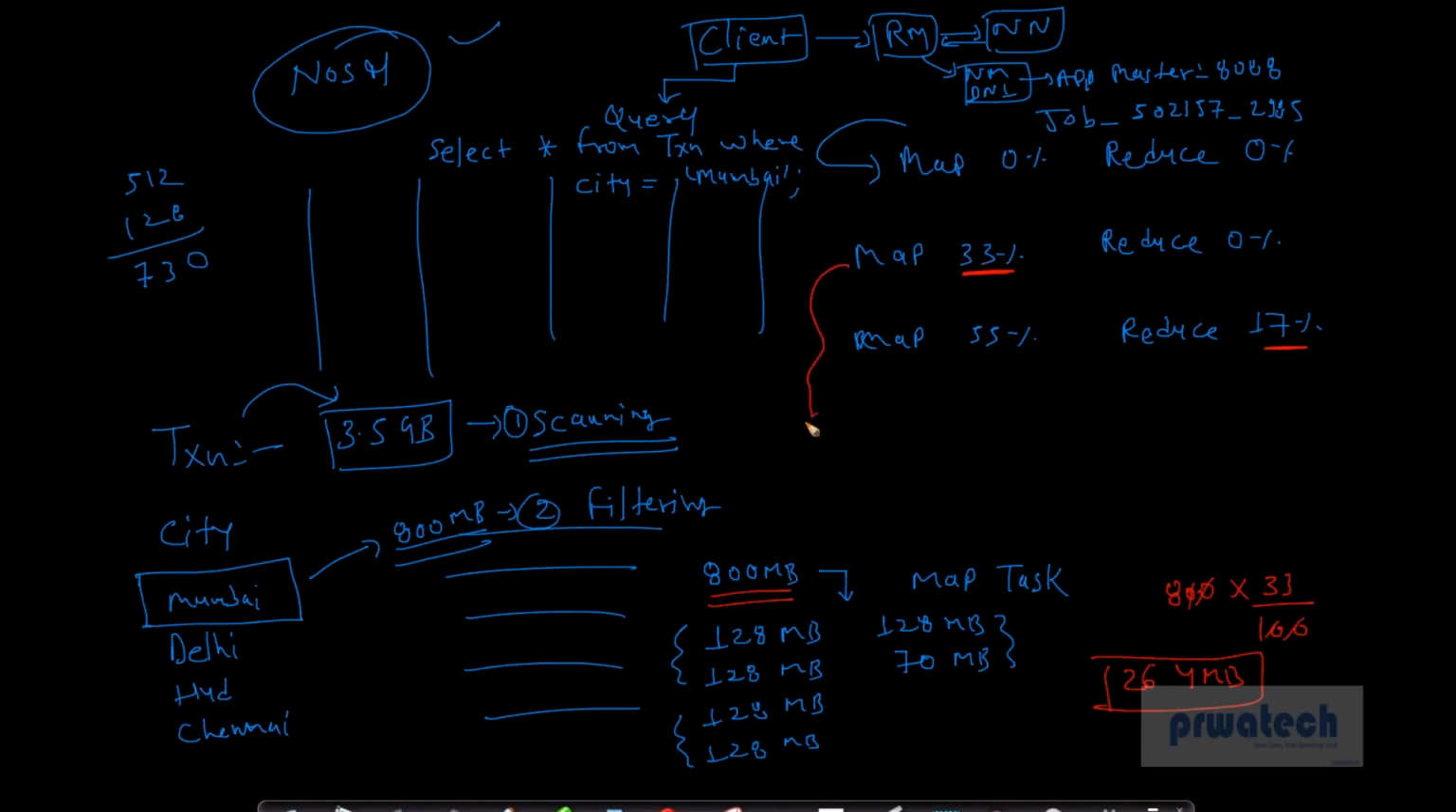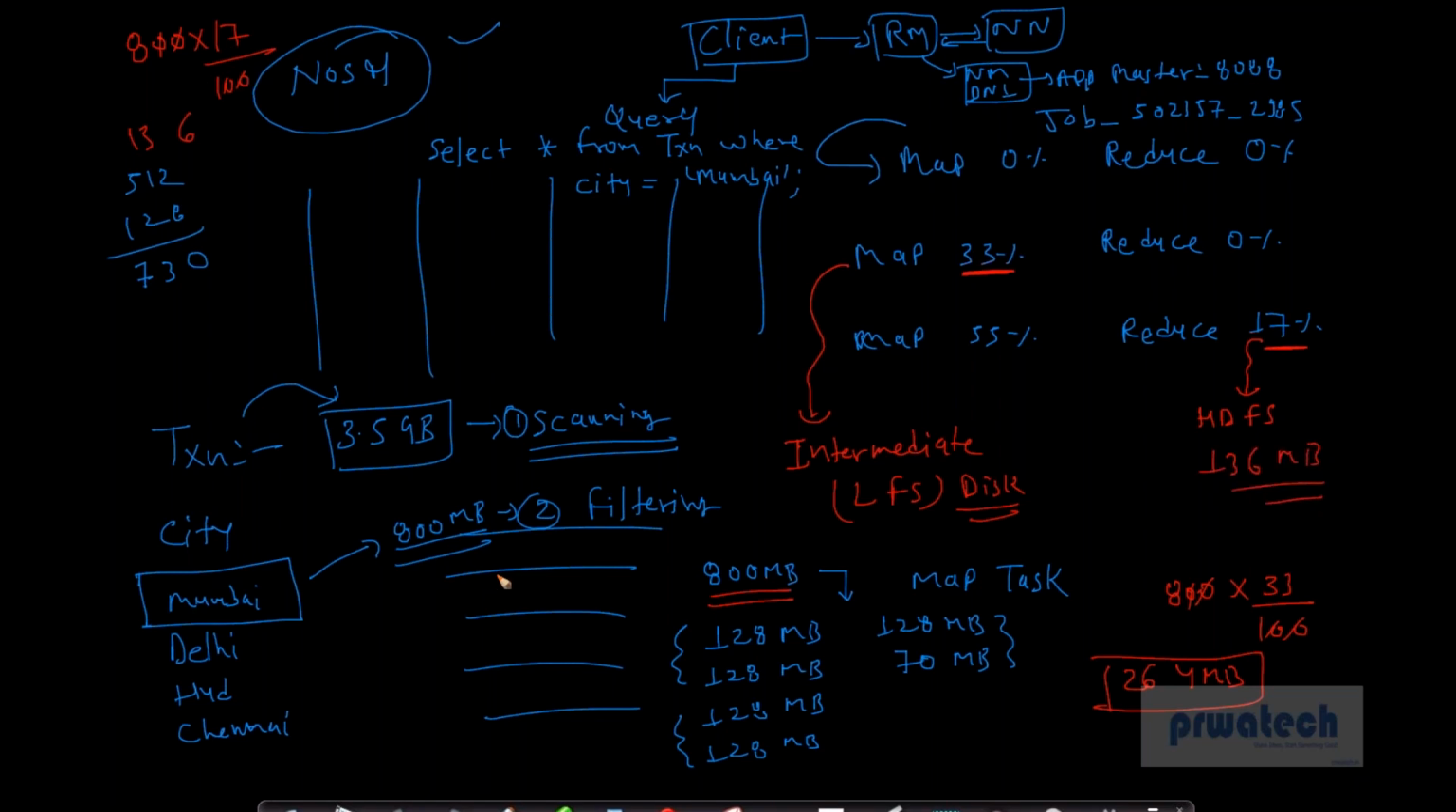And where is your mapper output stored? Your mapper output is stored in an intermediate location. And this intermediate location is the local file system, right? This is on your disk, but not in HDFS. If I say the reducer is 17% done, then 17% of this data is written in HDFS, because the reducer will finally write its output to HDFS. So my Hadoop distributed file system will have 800 MB into 17 by 100, which is 136 MB of data written in HDFS.